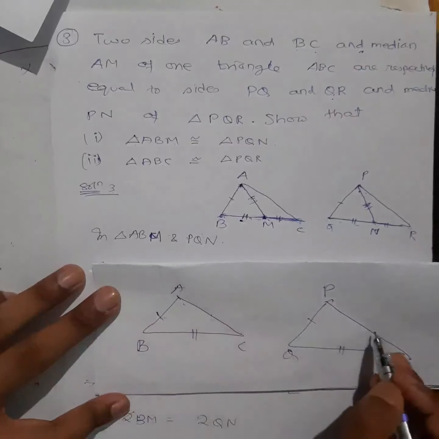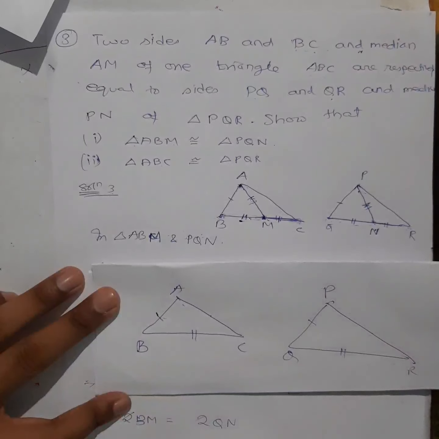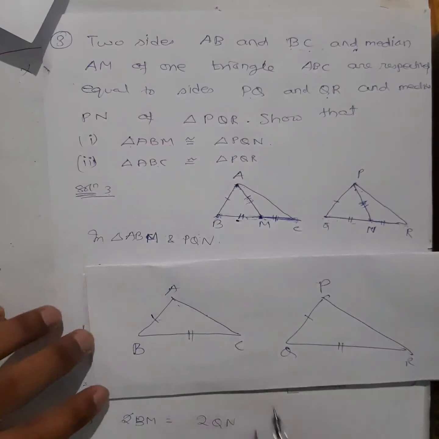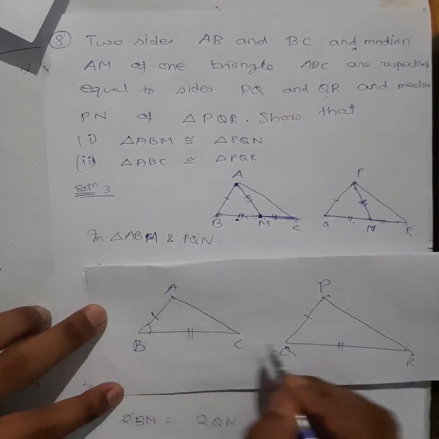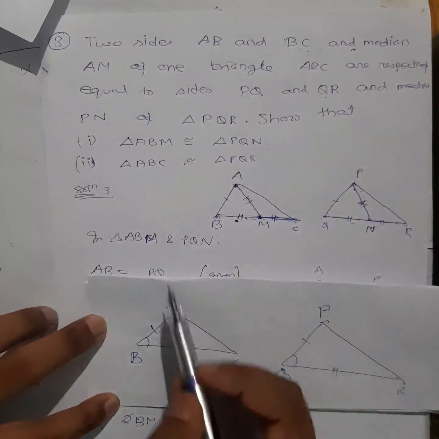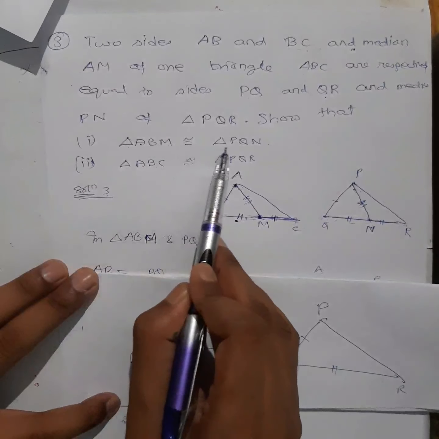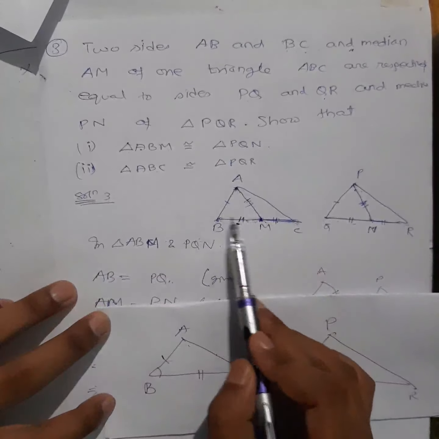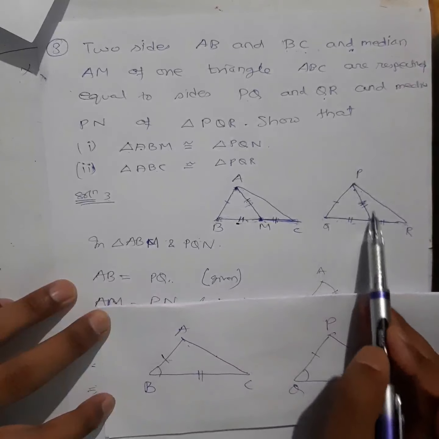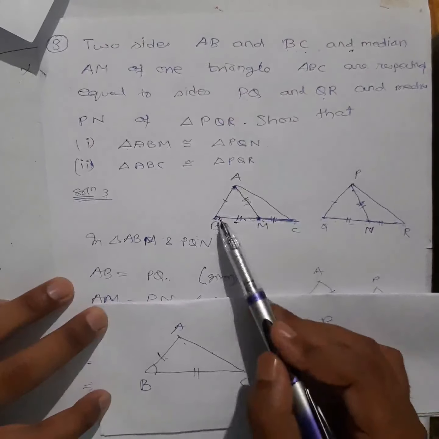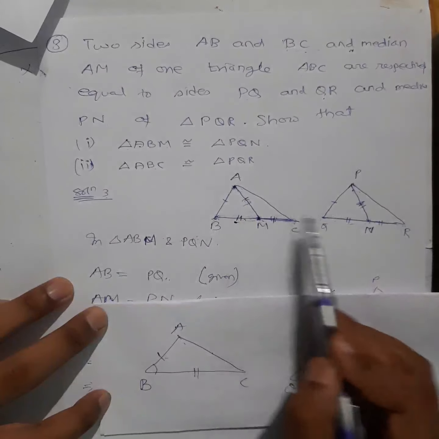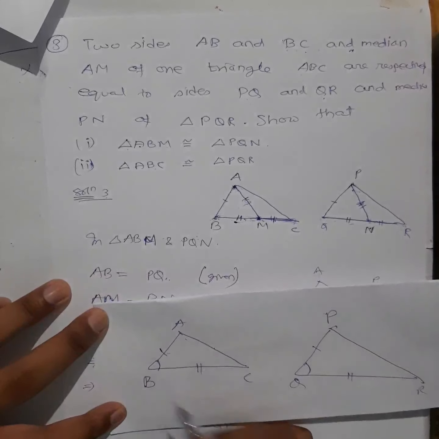Now don't think that this is given. This is not given. AC and PR are not given. So one more I have to show. What can I show here? Can I say this angle and this angle are the same? Of course yes, because I have already proved in the first part that ABM is congruent to PQN. So you can see this and this will be corresponding parts of these congruent triangles, right? So obviously they will be equal. Okay, so that's what you have to write there.